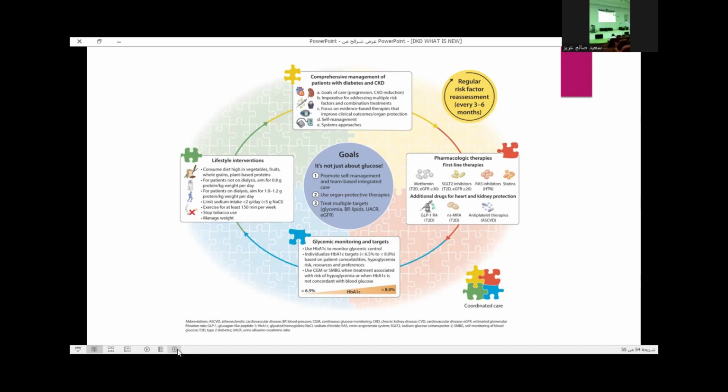Usually, we should look at the glycemic control according to the patient's stage of chronic kidney disease, and the lifestyle intervention is the most important target too. Usually, this helps us to target the blood pressure, the lipid profile for the patient, the hemoglobin A1C, the albumin to creatinine ratio, and the GFR, which is supposed to be reassessed every 3 to 6 months, and medication adjusted based on that.